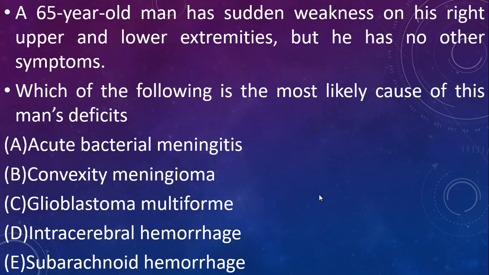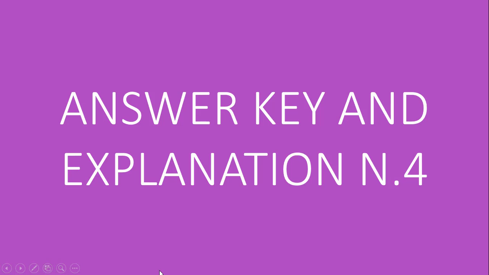Question number 4. A 65-year-old man has sudden weakness of his right upper and lower extremities, but he has no other symptoms. Which of the following is the most likely cause of this deficit? A. Acute bacterial meningitis. B. Convexity meningioma. C. Glioblastoma multiforme. D. Intracerebral hemorrhage. E. Subarachnoid hemorrhage.